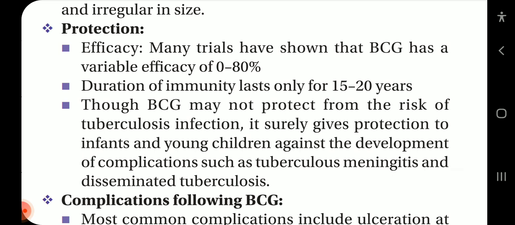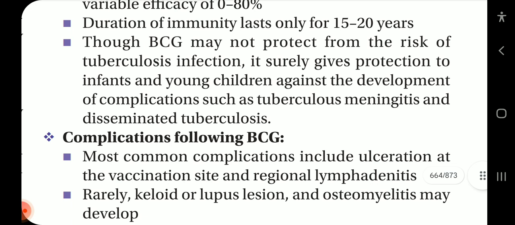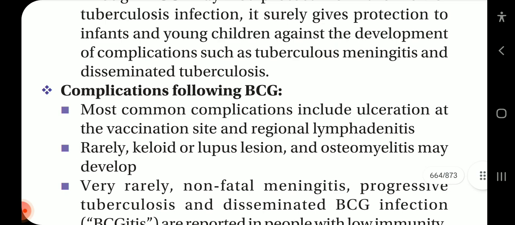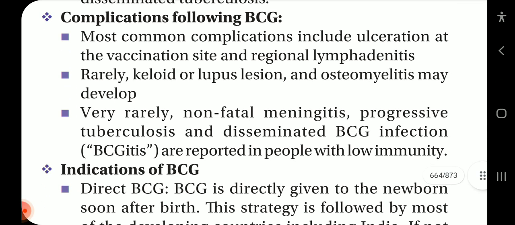Protection, efficacy. Many trials have shown that BCG has a variable efficacy of 0 to 80%. Duration of immunity lasts for only 15 to 20 years. Though BCG may not protect from the risk of tuberculosis infection, it surely gives a protection to infants and young children against the development of complications such as tuberculous meningitis and disseminated tuberculosis.